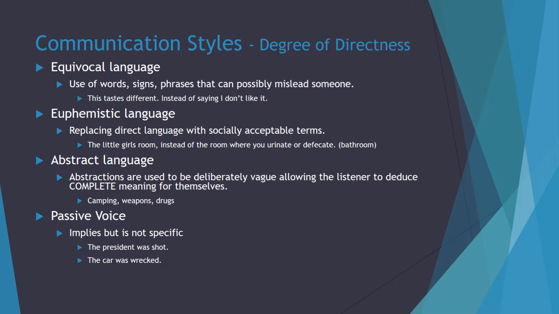And so equivocal language is finding words or phrases, signs in the case of sign language, that sort of avoid, they obfuscate the message. They avoid coming out and directly responding to, for example, a question. So if somebody says, "Ooh, how does my dinner taste?" and you say, "Oh, it tastes different," instead of saying, "I don't like it," right?